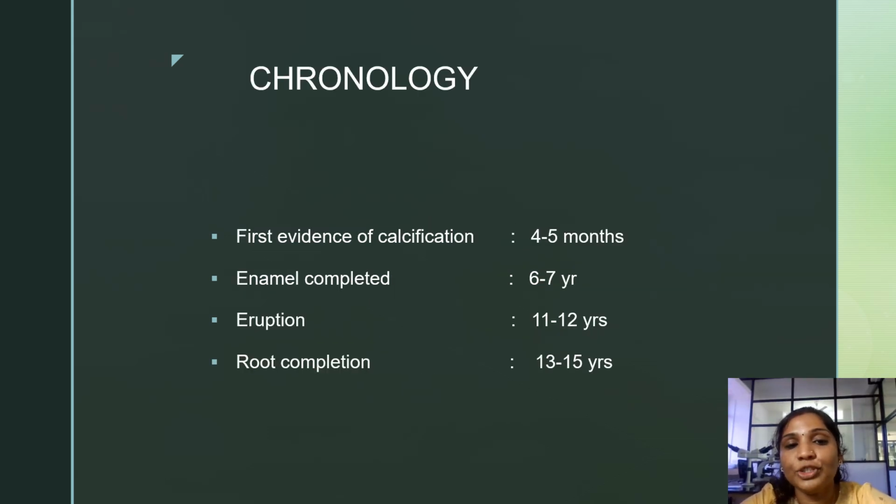Moving on to the first tooth, the chronology of the permanent maxillary canine. The first evidence of calcification starts at the age of 4 to 5 months. Enamel is completed at the age of 6 to 7 years. Eruption is completed at the age of 11 to 12 years and root completion at the age of 13 to 15 years.